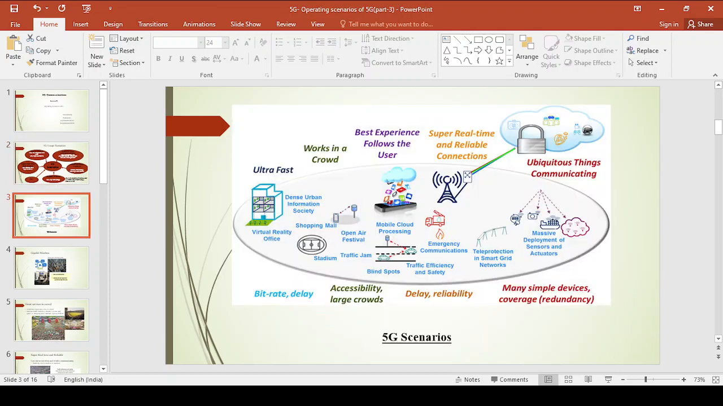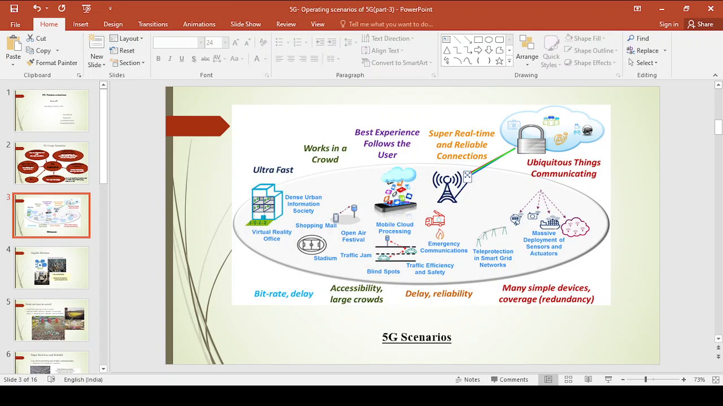Now coming to the next slide. Overall there are various kinds of scenarios. We have seen tactile internet, machine type communication, great services in cloud, gigabit wireless, IoT, and next we have super real time and reliable. These are the different usage scenarios that we have seen till now.